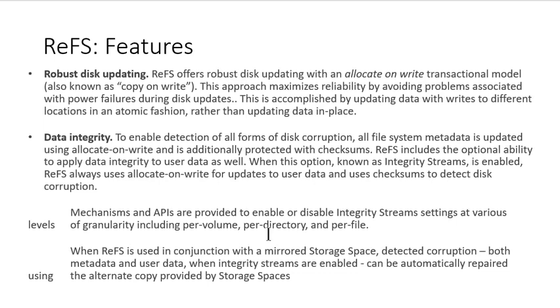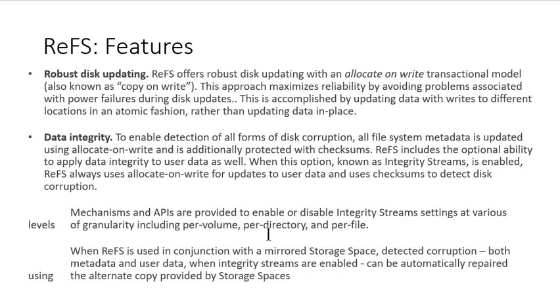Data integrity. To enable detection of all forms of disk corruption, all file system metadata is updated using allocate on write and is additionally protected with checksums. ReFS includes the optional ability to apply data integrity to user data as well. When this option, known as integrity streams, is enabled, ReFS always uses allocate on write for updates to user data and uses checksums to detect disk corruption.